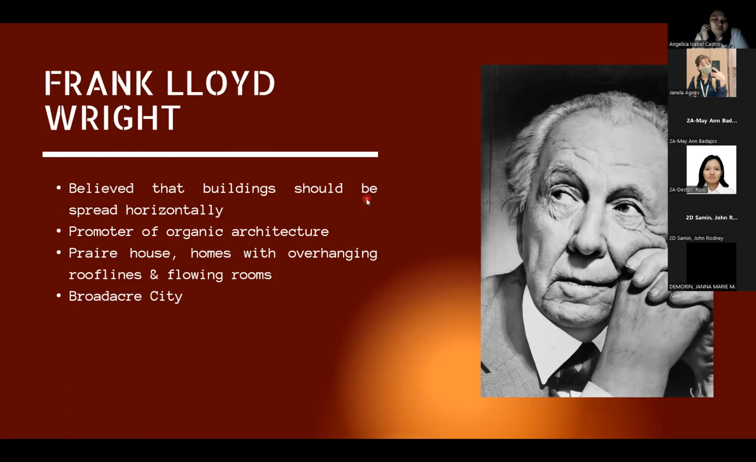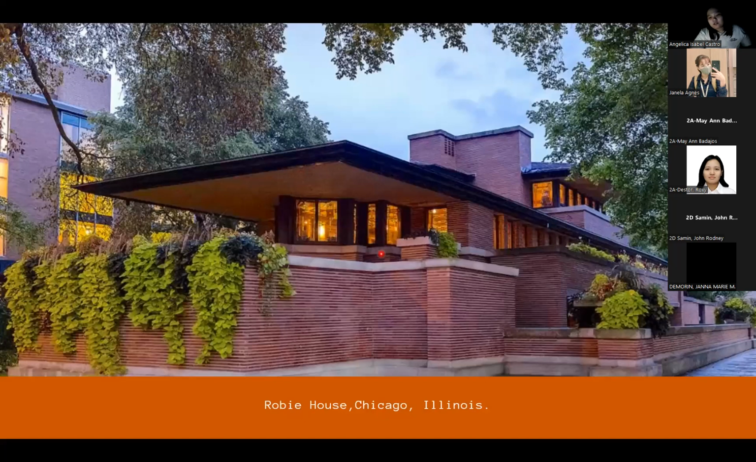He is a promoter of organic architecture. He designed the Priory Home or the Priory House and the Broad Acre City. Broad Acre City is something that you will be discussing in your planning one, I think. This is the Robbie House in Chicago, Illinois. Very long overhang. Hindi siya ganun kataas kasi nga di ba ayaw nga niya ng mataas. So this is how he designed it for the Robbie family.